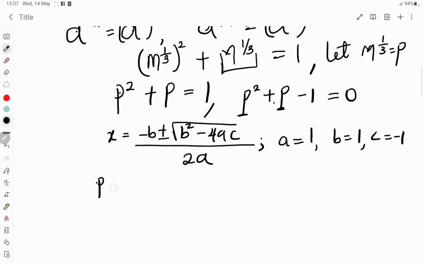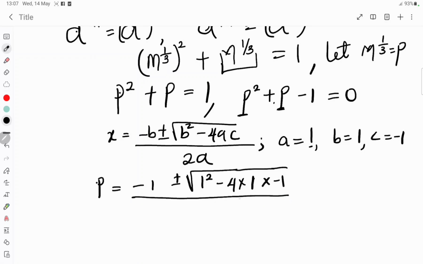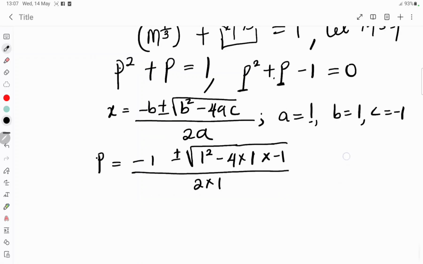So we now see that p is equal to minus b, which is minus 1, plus or minus the square root of b squared, 1 squared, minus 4 times a, which is 1, times c, which is minus 1, then all being divided by 2 times 1.